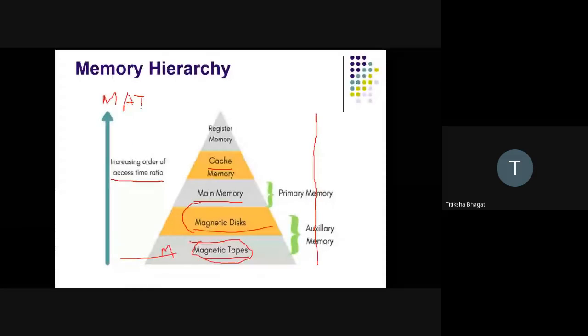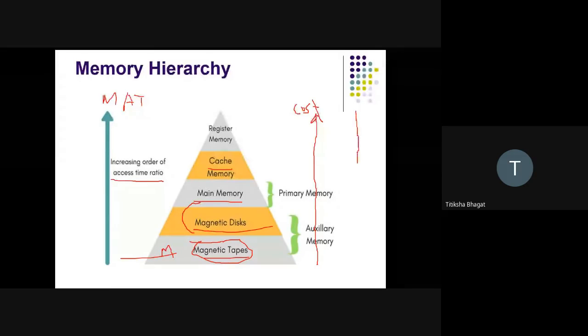So it is in the increasing order. And when I draw a line for cost, again it is in the increasing order. I can draw a line for cost, which indicates that register will have the highest cost, cache memory will have the next highest cost, main memory will have the next highest cost.